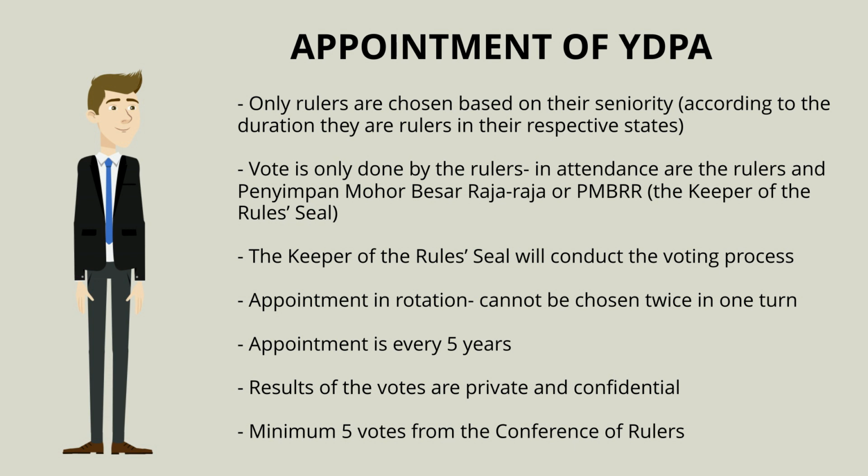Appointment is in rotation, and one cannot be chosen twice in one term. Appointment is every 5 years. Results of the vote are private and confidential, with a minimum of 5 votes from the Conference of Rulers.